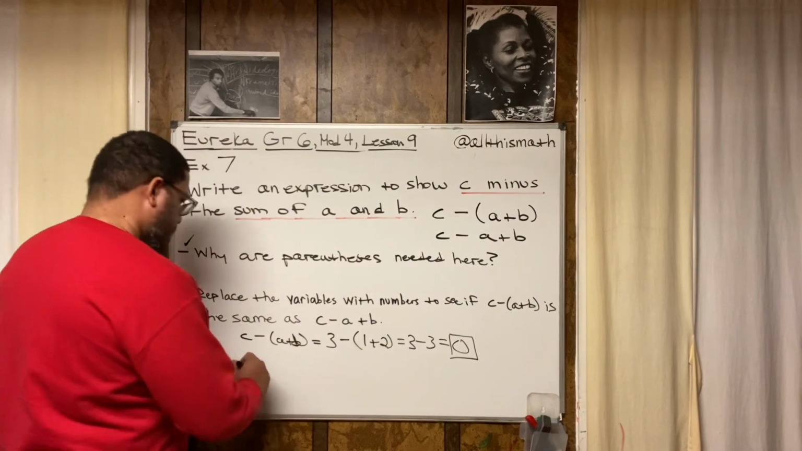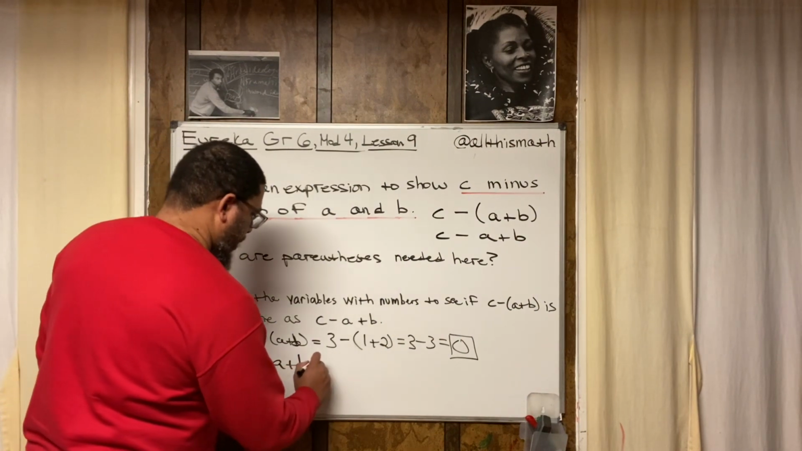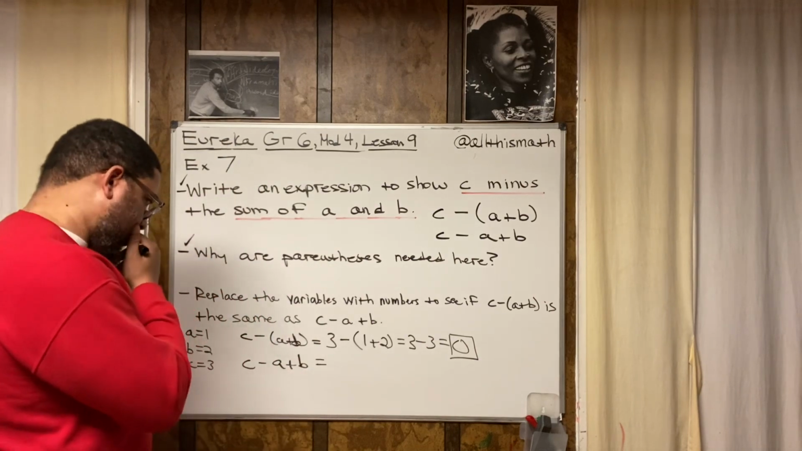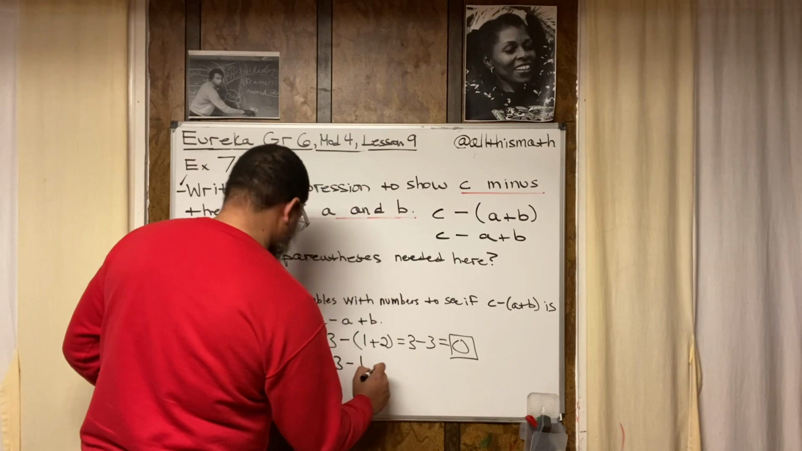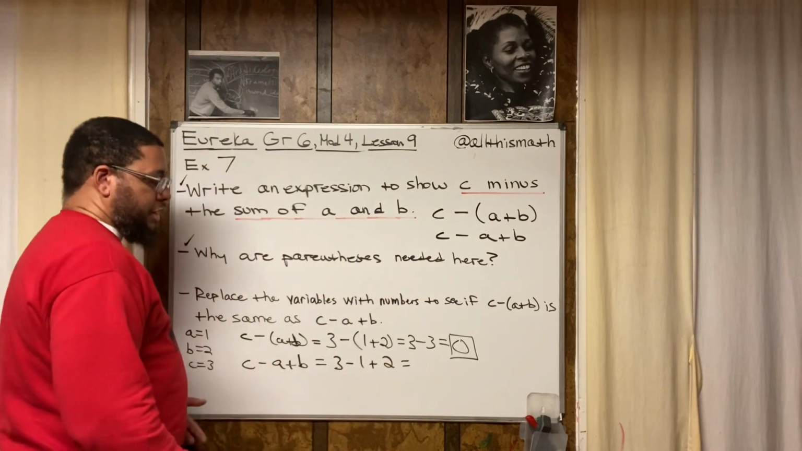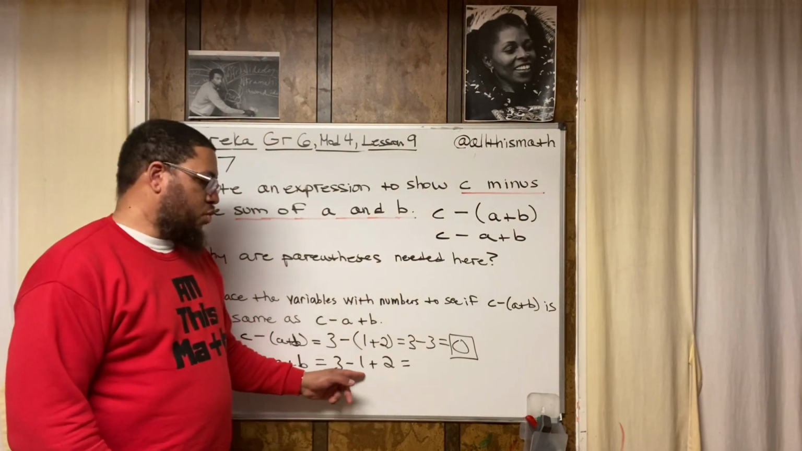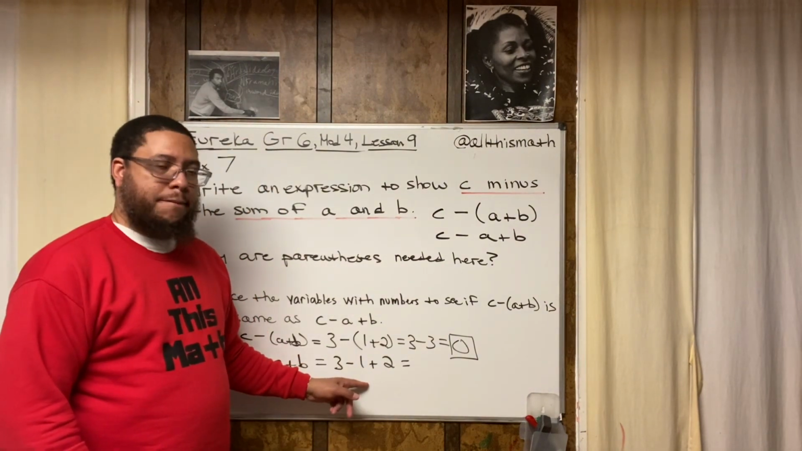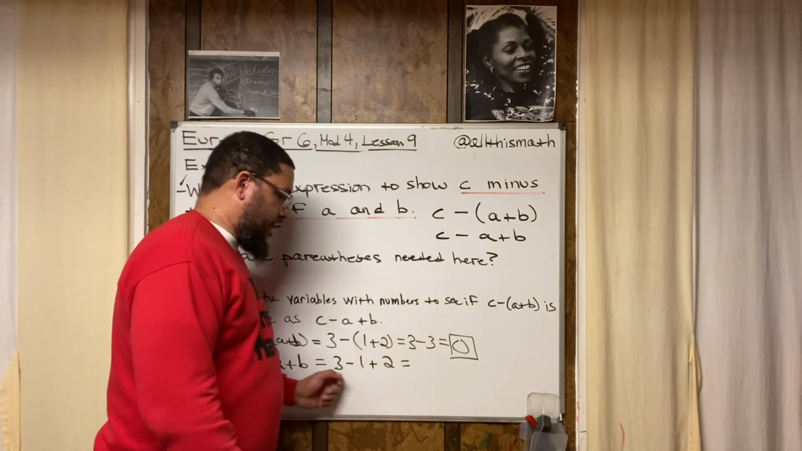So let's look. We got C minus A plus B. All right, now C was still 3, A is still 1, and B is still 2. Now the order of operations tells us to work from left to right. So we don't do 1 plus 2 first. We don't do that. Well, we don't do negative 1 plus 2 first. There's no parentheses. So we go straight left to right.